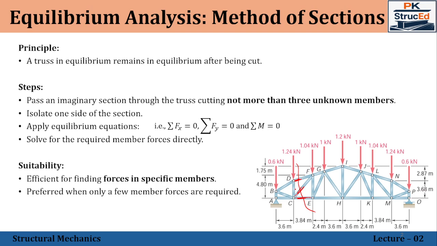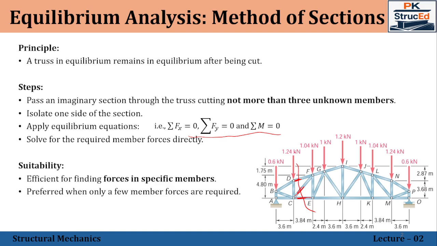The one restriction is that the section we are assuming to pass through the truss members should not pass through more than three unknown member forces. Why? Because we have only three independent equilibrium conditions, that is summation Fx equal to 0, summation Fy equal to 0, and summation M equal to 0. So in that case, the section can pass through a maximum of three members only.